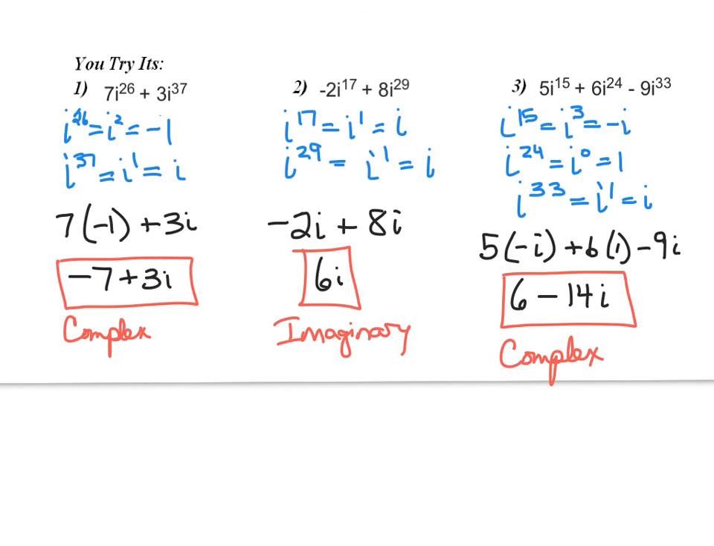And for number 3, my final answer was the complex number 6 minus 14i. Again, look at all three parts. You have to simplify each one first. They cannot be added together. A common mistake with these powers of i is to try to combine terms that don't have the same i. But I can't do that because I don't have like terms. I've got to simplify first and then combine.